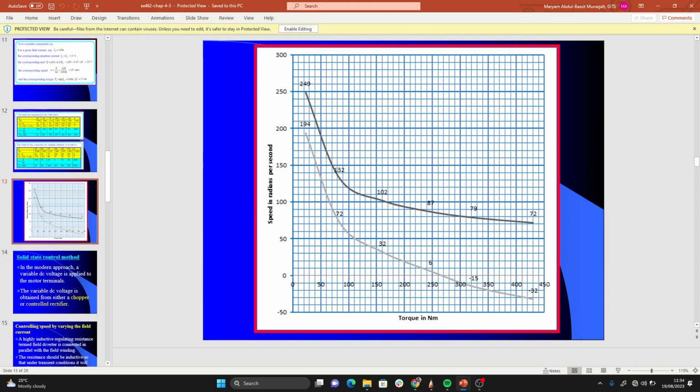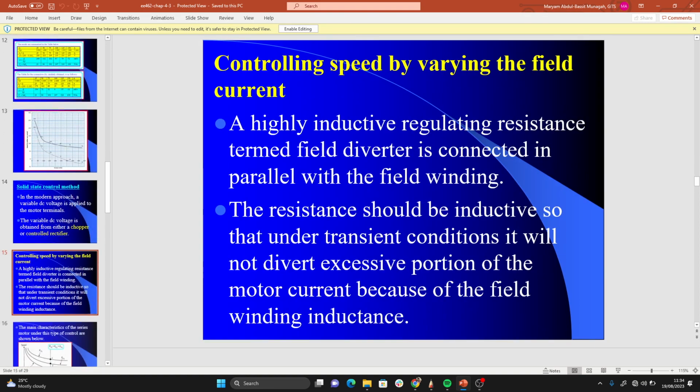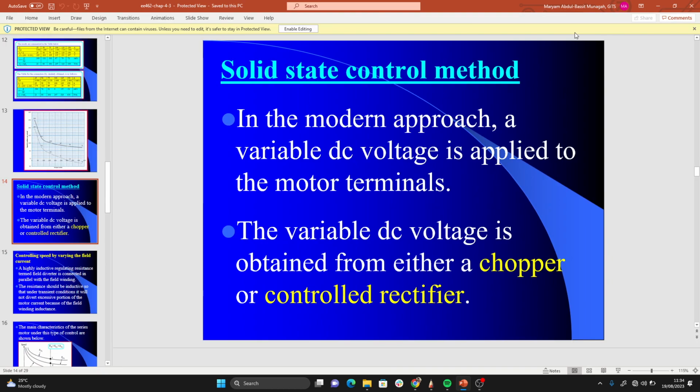Then we say we can also use solid state control. Solid state involves electronic circuits.